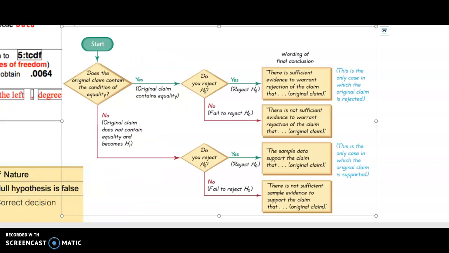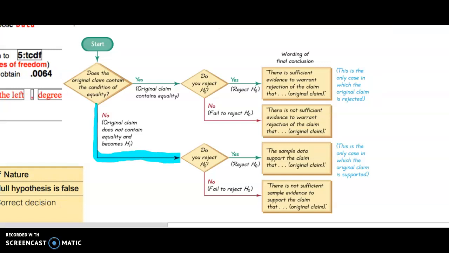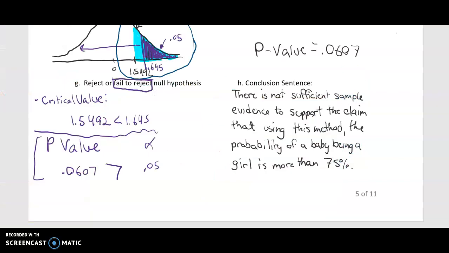Now let's determine our conclusion statement. Our claim was that p was greater than 0.75, so our claim did not include equality. And we did fail to reject. So we can say there's not sufficient sample evidence to support our claim. In conclusion, we can say there is not sufficient sample evidence to support the claim that using this method, the probability of a baby being a girl is more than 75%.